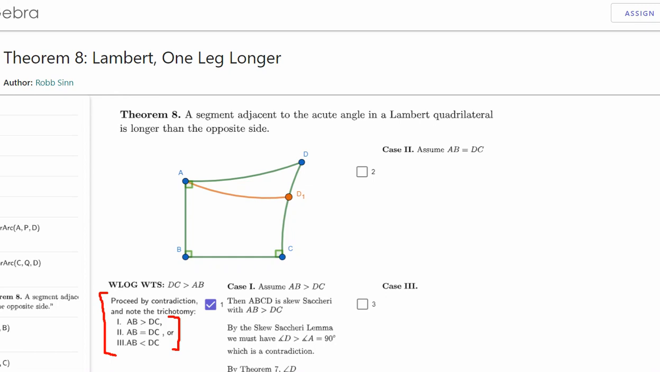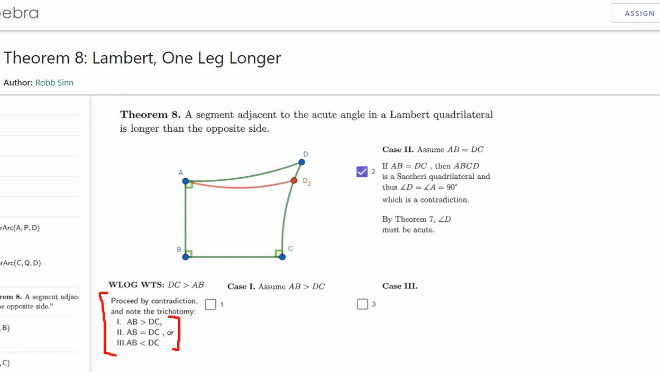Well, by theorem 7, right? If we have a Lambert quadrilateral with 3 right angles and D1, that angle at D1 is greater than 90 degrees, that's just a contradiction. We have a quadrilateral with an angle sum more than 360 degrees. So case 1 is impossible. Okay, case 1 is impossible. We arrive at a contradiction. So let's look at case 2.